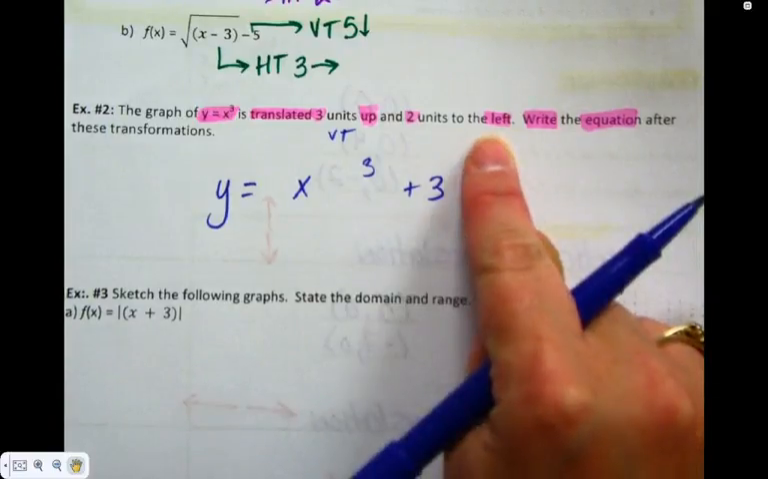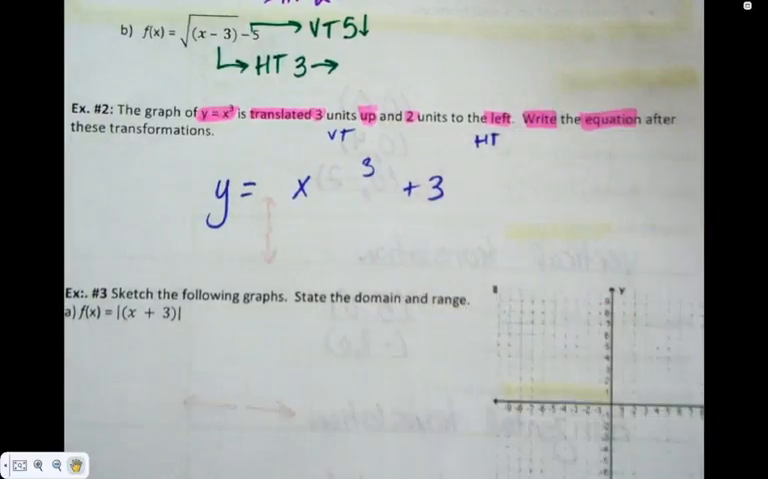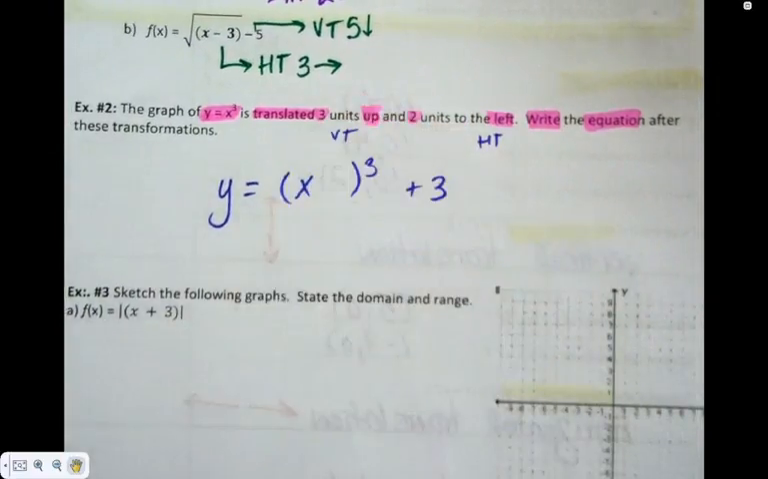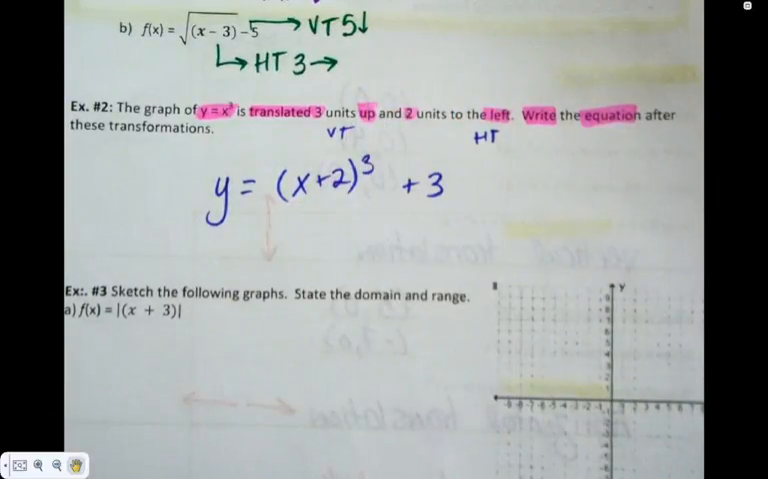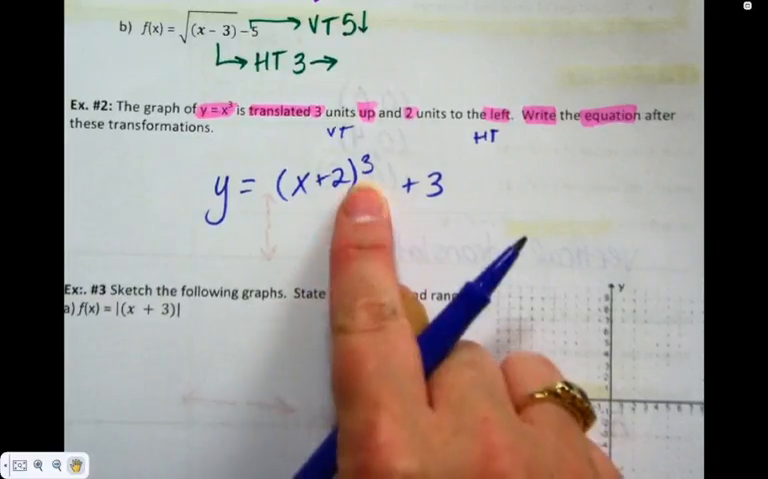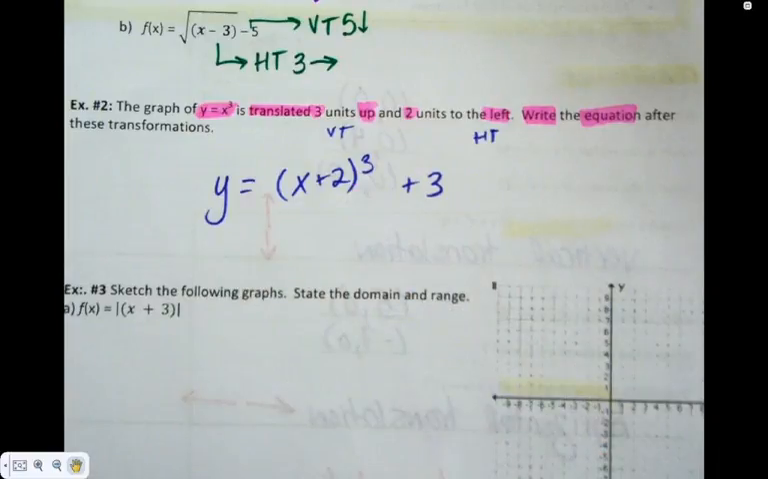Left means horizontal or vertical? Horizontal. Does that go inside brackets or outside brackets? Inside. So now I got to add some brackets in here. If the number is to the left, what's going to happen inside the brackets? It's going to be +2. That's all the question has asked you to do. It's the identical question from last year. If I had said to you, a parabola y equals x squared has a new vertex of -2, 3. Write the new equation. Same thing, we're just now applying it to what kind of function? Cubic, a cubic function.